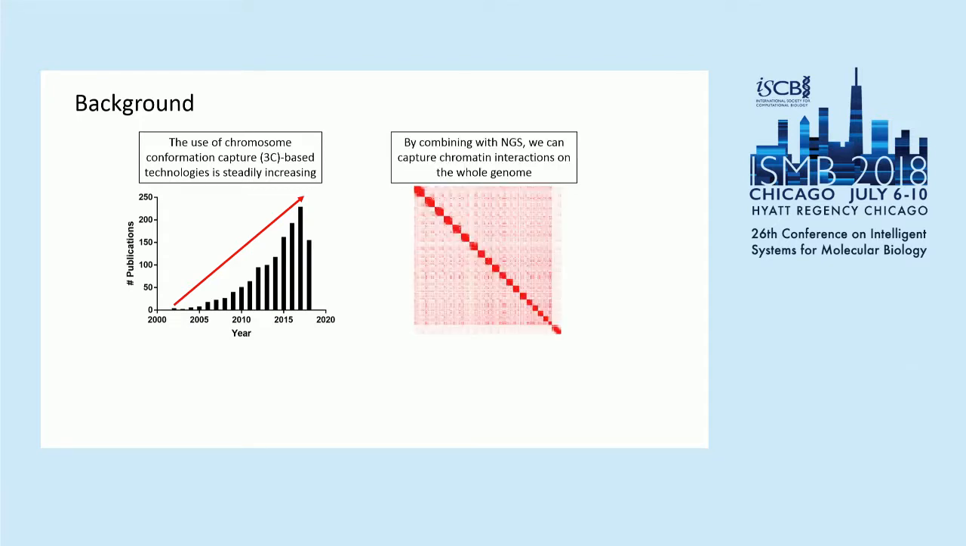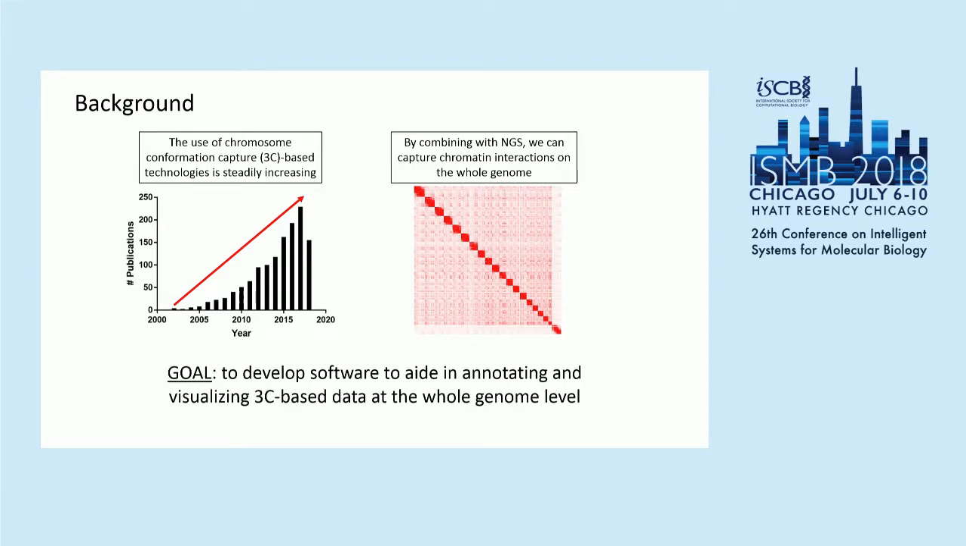And by combining this method with next-gen sequencing, we start to be able to capture chromatin interactions on the whole genome. But our group found that visualizing the data in this manner doesn't really give us a lot of information about the type of chromatin that's interacting. So we set out with a goal to develop software to aid in annotating and actually visualizing this data at the whole genome level.